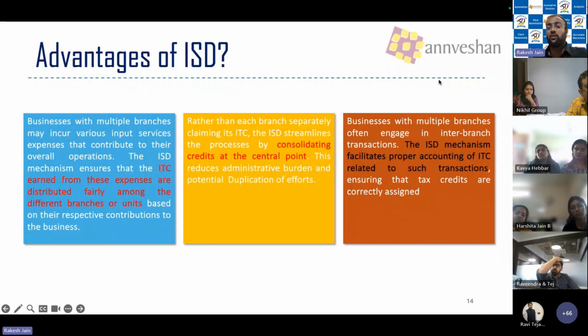Moving ahead. Now, why was this ISD being mandated by the statute, and what are the advantages? These are the broad advantages. The ITC which is getting accumulated based on these expenses gets distributed fairly among the different branches because there is a mechanism which is already specified. Then consolidating credit at a central point: all the major credits or the common services get consolidated at the head office so that the distribution can happen seamlessly and it can reduce the administrative burden also. And obviously a proper accounting of these common services at an ISD level is also one of the advantages.